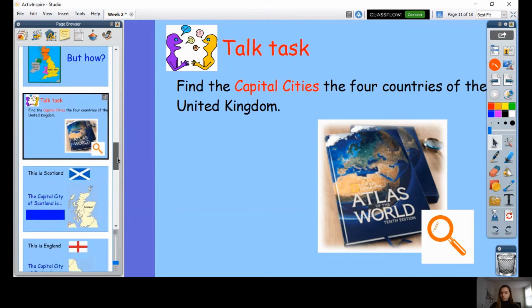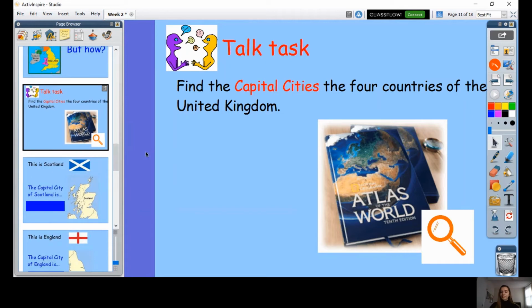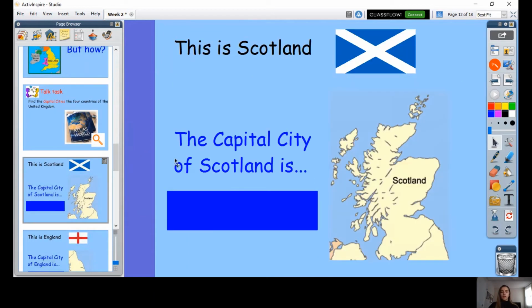Okay, were you able to find them? Excellent, well done for finding the 4 capital cities of the UK. Let's go through our answers. This is Scotland, so we have the flag for Scotland, which is blue with a white cross, and Scotland is at the top. It's the north part of the UK.